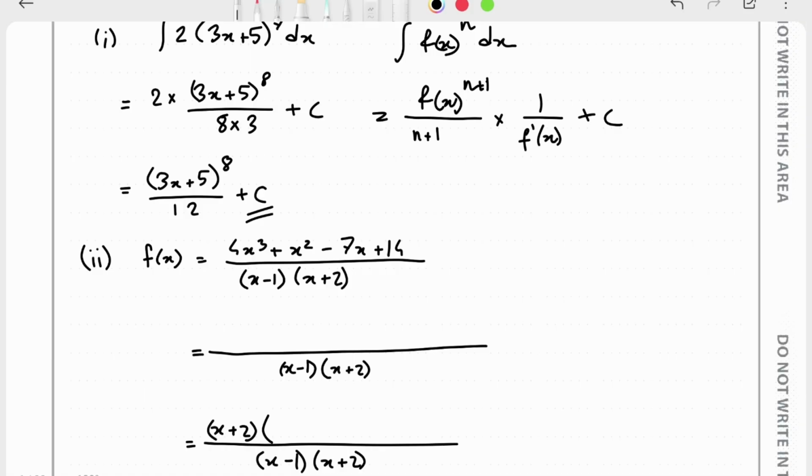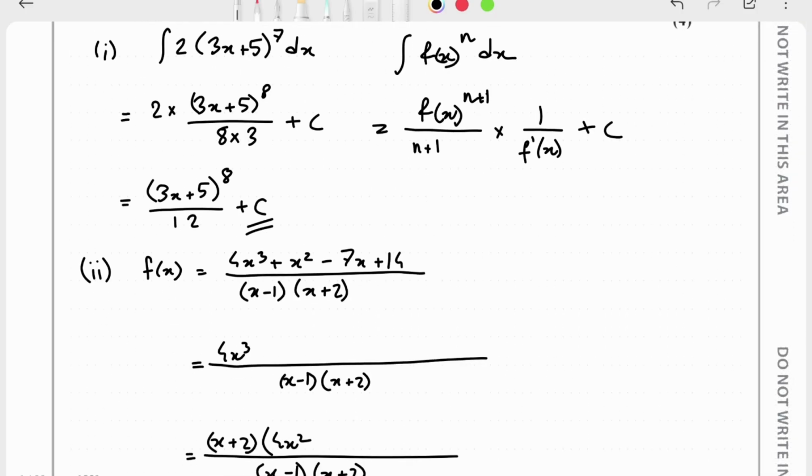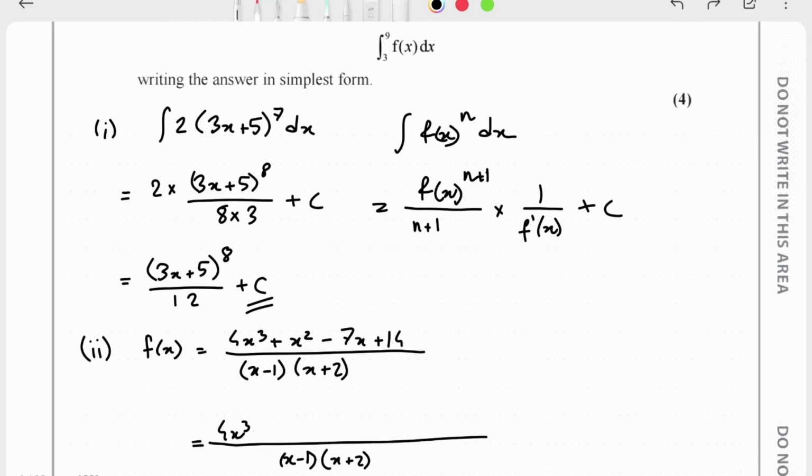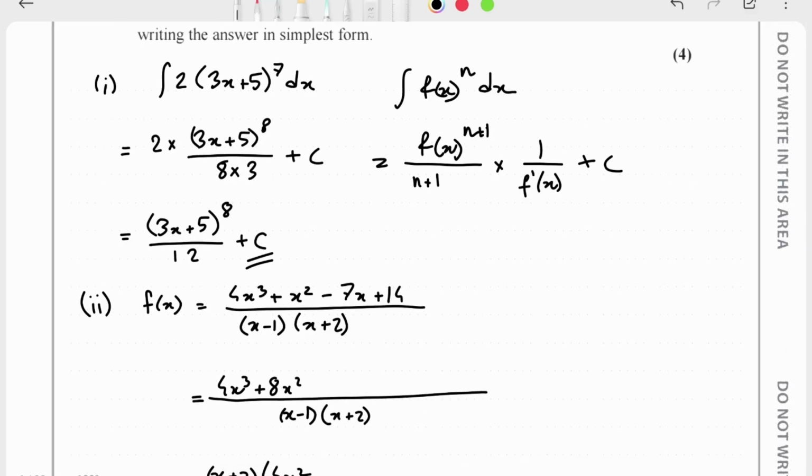the first term would be 4x squared. So 4x squared multiplied by x would give us 4x cubed, the first term, right? So it's 4x cubed. And if we multiply 4x squared with 2, that gives us 8x squared. So it's going to be plus 8x squared. And now since we added 7x squared to x squared, we have to deduct that 7x squared.